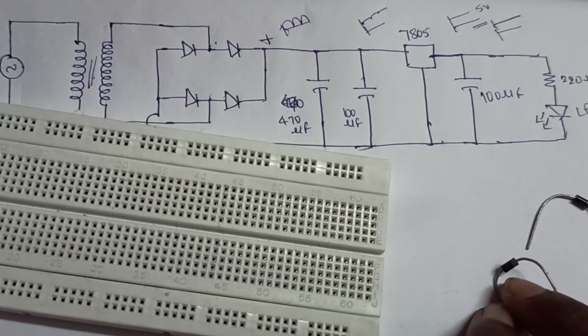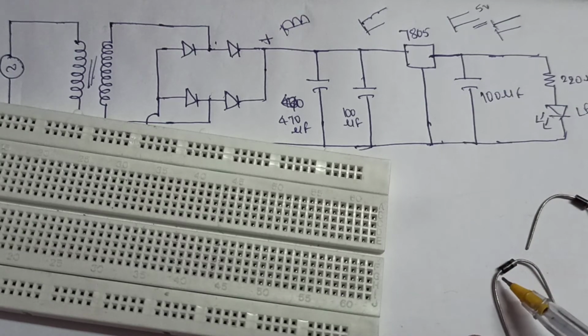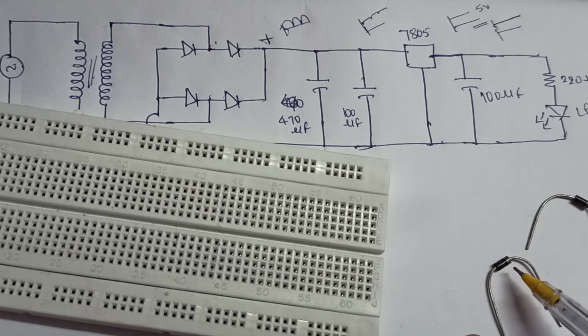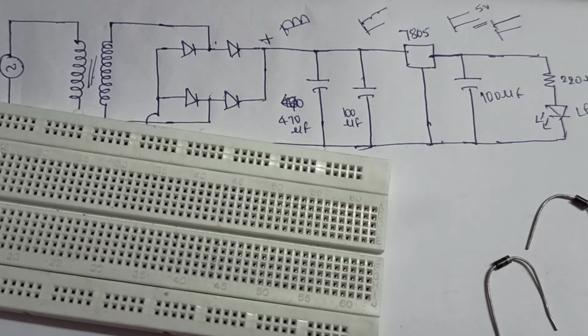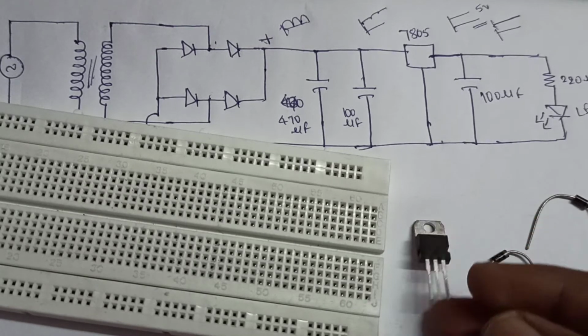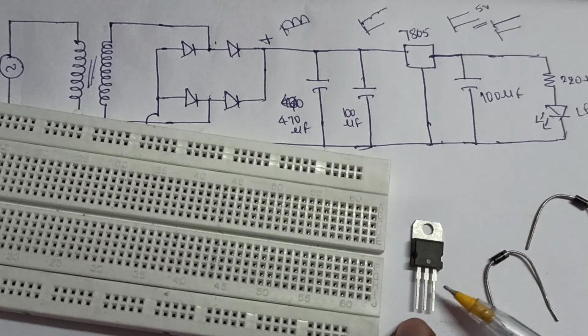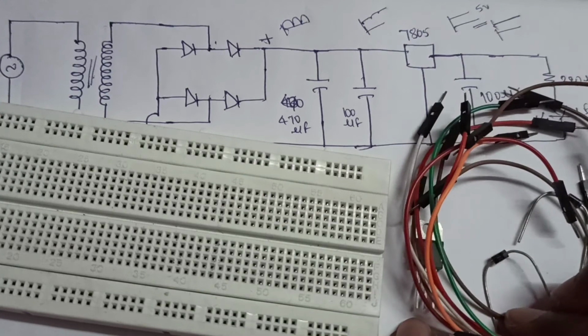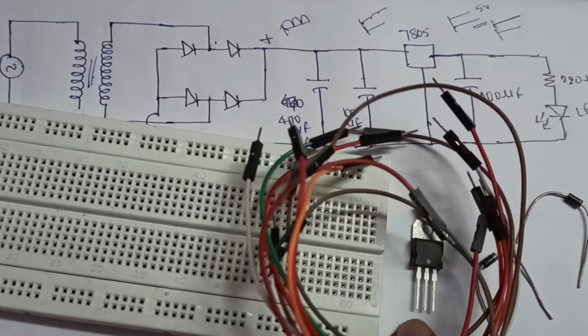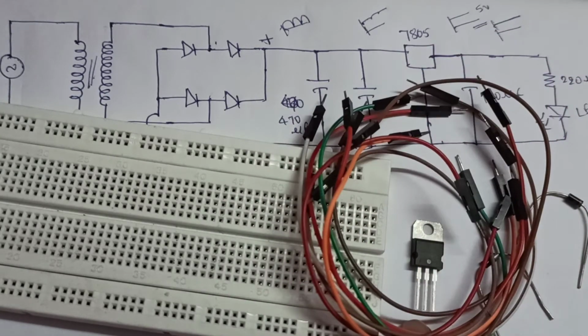In diodes, this is the anode, and the ring one, we can observe one silver ring here, this is the cathode. Next, the 7805 regulator. So this is the 7805 regulator, and some patch cards to connect the components. So these are the patch cards.